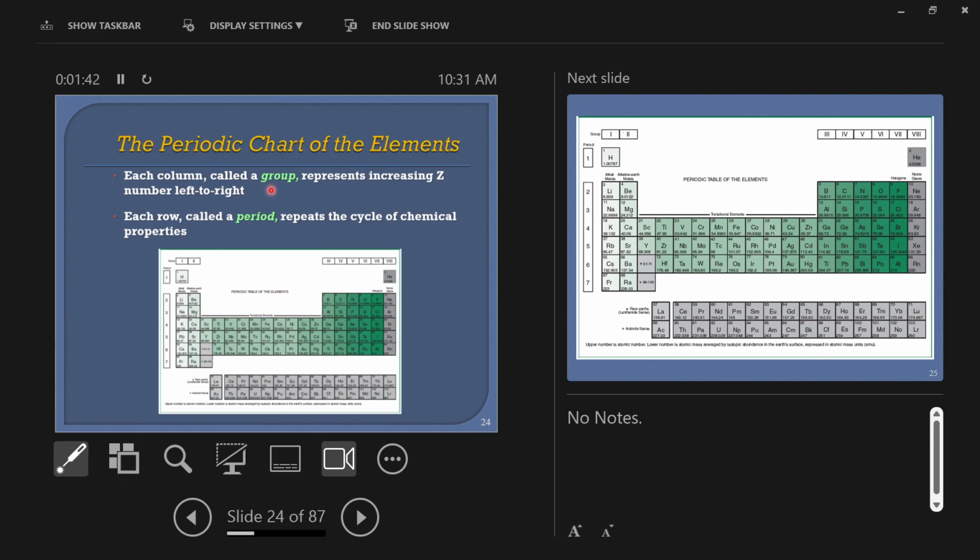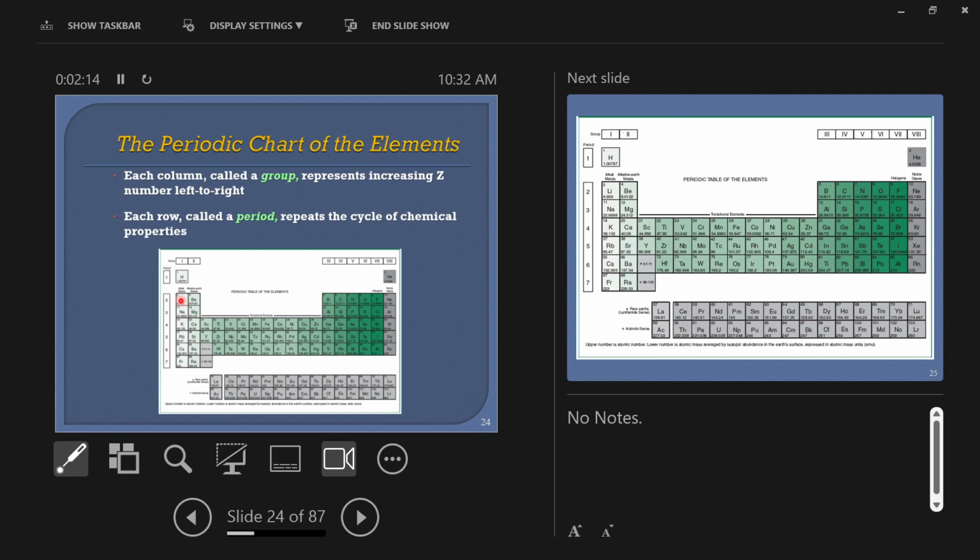They move from left to right. This represents increasing atomic number from left to right. Each row, called a period, repeats the cycle of chemical properties. So if you look at group 1, period 1, that's hydrogen. Hydrogen acts like hydrogen. Then you go down to the next period in that same group, group 1, period 2, the one with an Li.